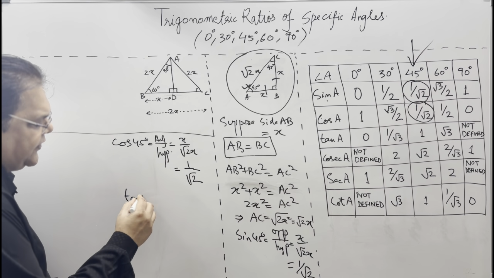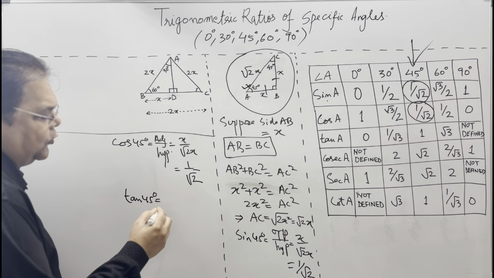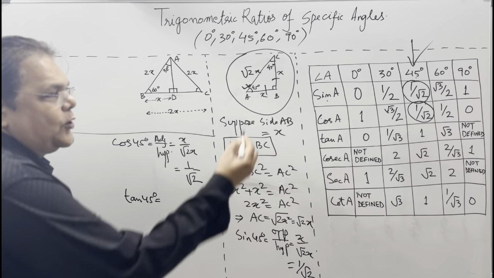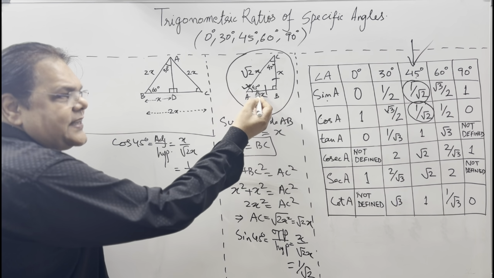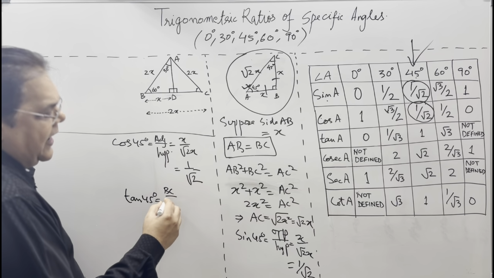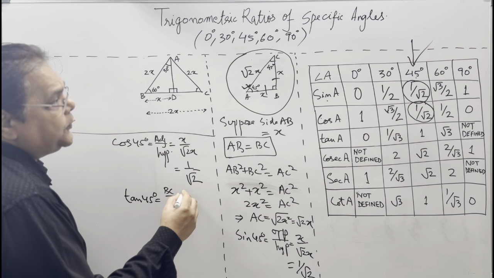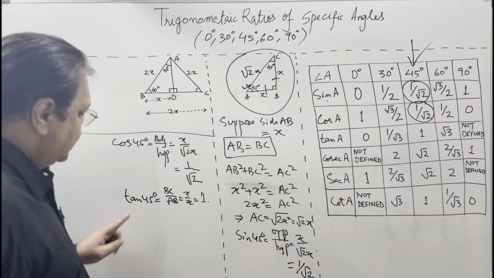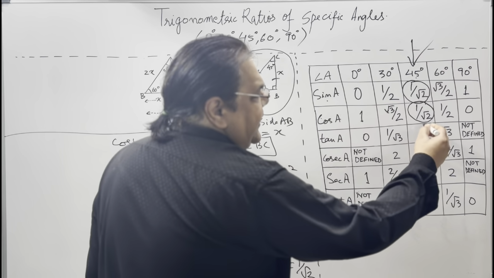And tan 45 degrees is equal to, tan is opposite by adjacent. So considering this angle as a reference angle, tan 45 is BC by AB, which is equal to x by x, which is equal to 1. So tan 45 is 1, you can see from here.